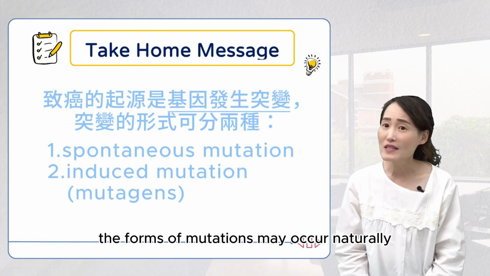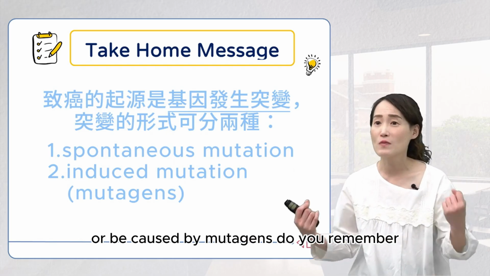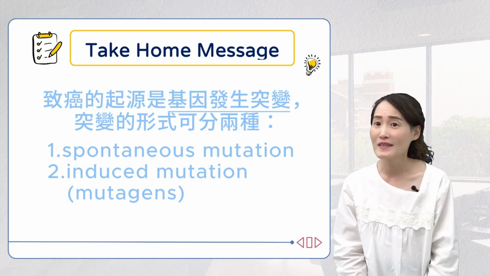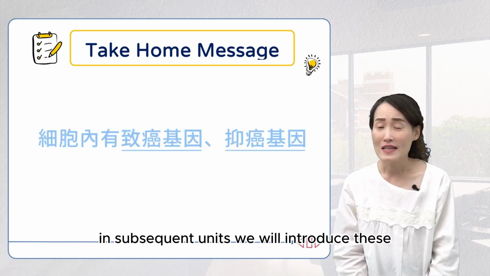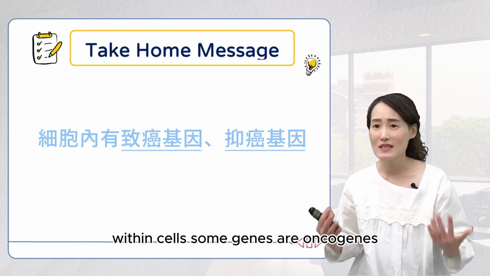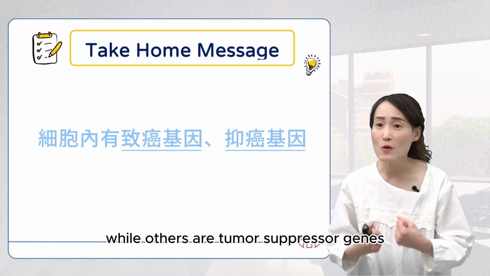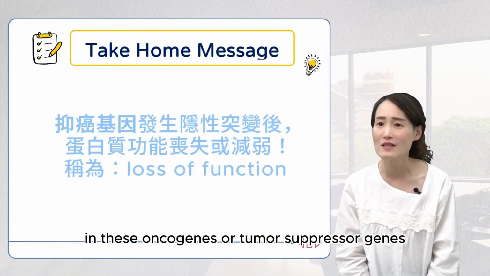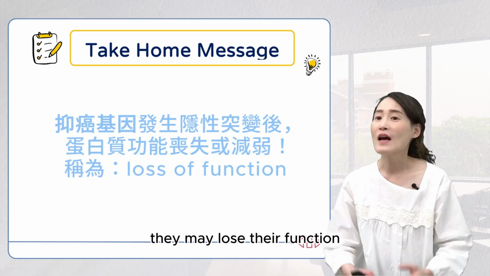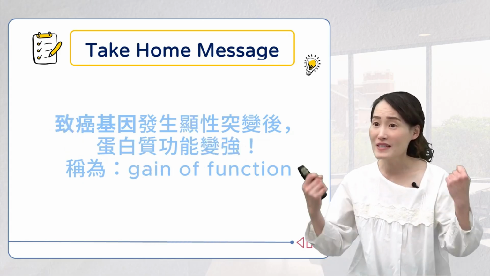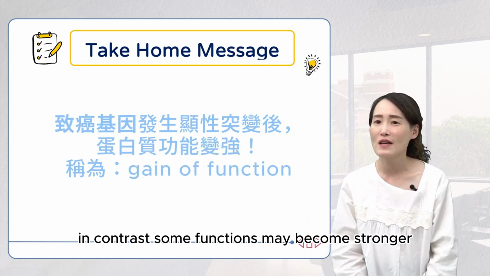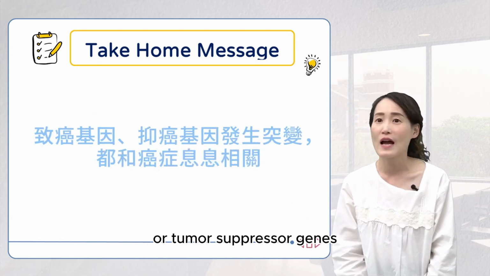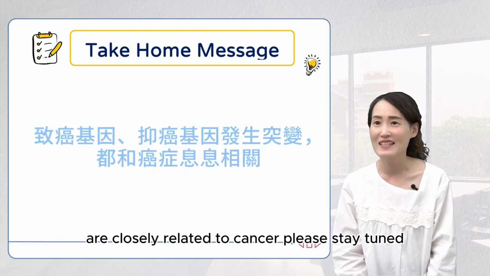mutations. The forms of mutations may occur naturally or be caused by mutagens. Do you remember which substances are classified as primary carcinogens? In subsequent units, we will introduce these. Within cells, some genes are oncogenes, while others are tumor suppressor genes. After the mutations mentioned earlier occur in these oncogenes or tumor suppressor genes, they may lose their function, which we call loss of function. In contrast, some functions may become stronger, which we refer to as gain of function. The mutations in these oncogenes or tumor suppressor genes are closely related to cancer. Please stay tuned.